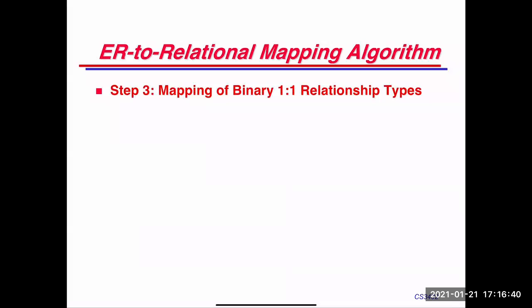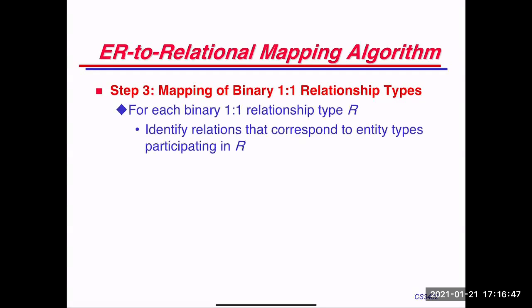All right, so now let's move on to step 3. Now we're going to map the binary one-to-one relationship types. For each binary one-to-one relationship type R that we have in our ER model, we're going to identify the relations that correspond to the entity types participating in R. R will just be something like this. And here I have two entities connected to it, E1 and E2.